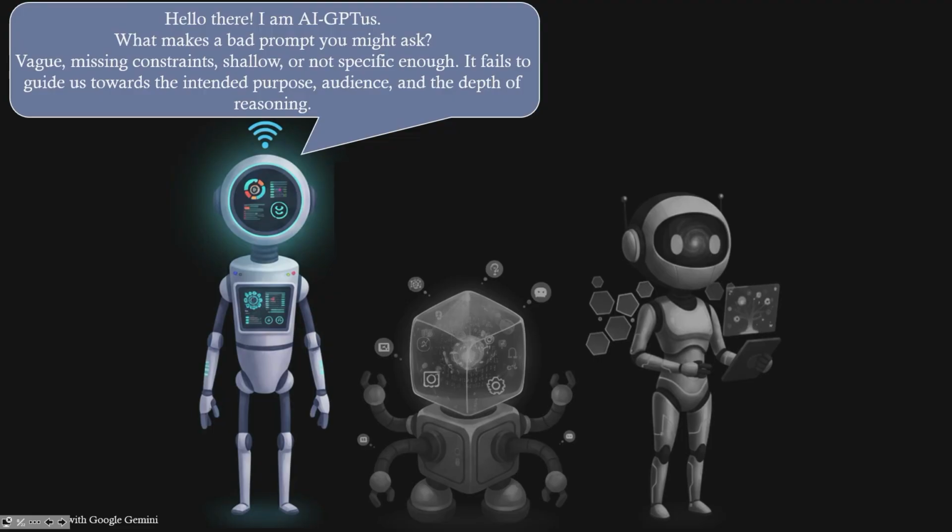So here is AIGPTs, and he's telling you that bad prompting is when you basically don't have enough information where AI can grab and produce something that you're looking for. So with a bad prompt, you might not have enough constraints, it might not be specific enough, and you might not be guiding it towards the answer that you're looking for.